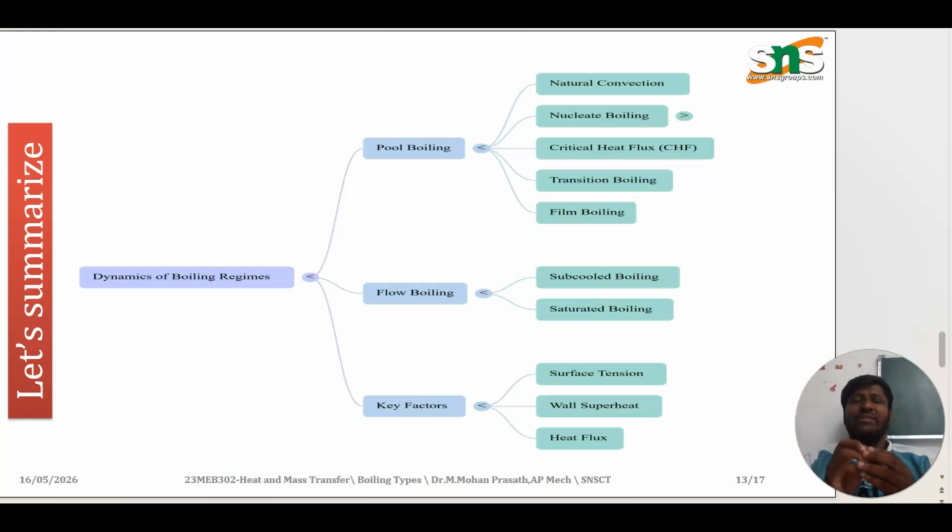In transition boiling, there is a formation of a vapor layer above the liquid when we increase the heat. And in film boiling, the vapor that formed in transition boiling begins to collapse. This is called film boiling.